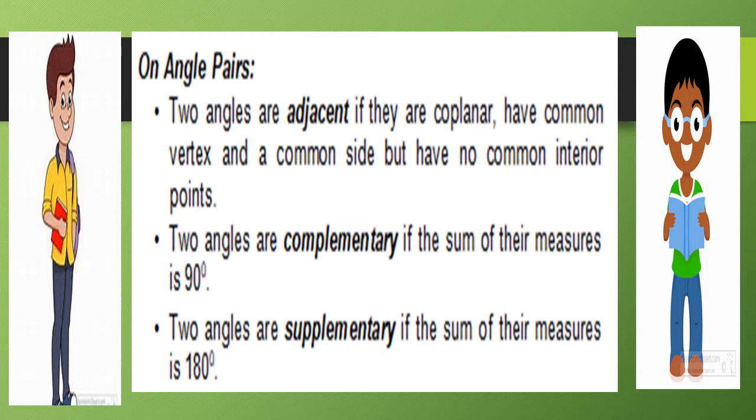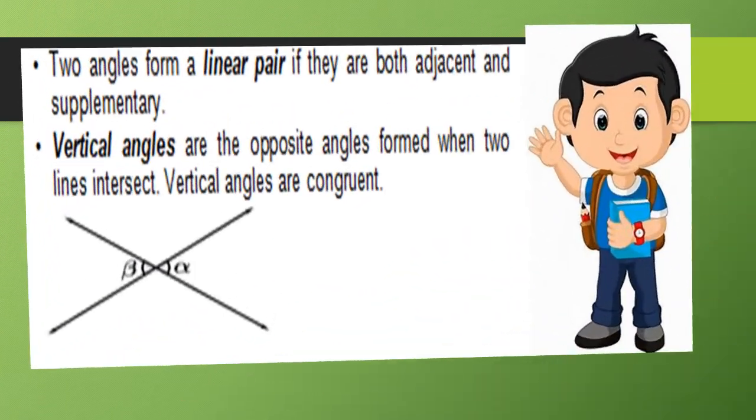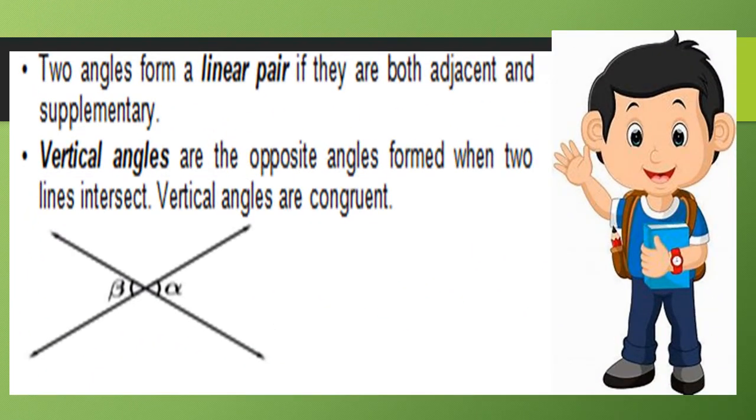On angle pairs. Two angles are adjacent if they are coplanar, have a common vertex and a common side, but have no common interior points. Two angles are complementary if the sum of their measures is 90 degrees. Two angles are supplementary if the sum of their measures is 180 degrees. Two angles form a linear pair if they are both adjacent and supplementary. Vertical angles are the opposite angles formed when two lines intersect.